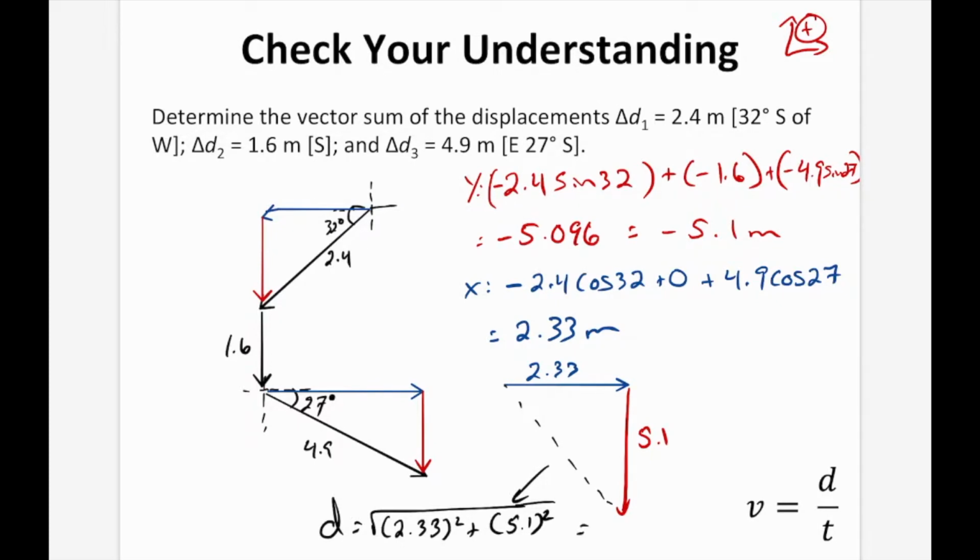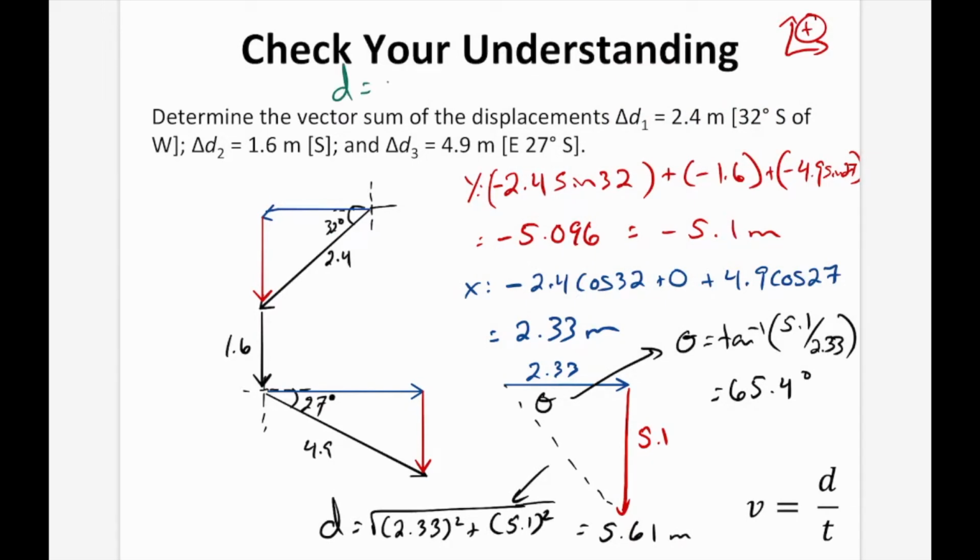And that equals 5.61 meters. We need to find theta. Theta equals tan inverse of opposite 5.1 divided by 2.33. That equals 65.4 degrees. We need 2 sig digs in our answer. So our final answer comes out to, let's draw it up here at the top. Displacement equals 5.6 meters.